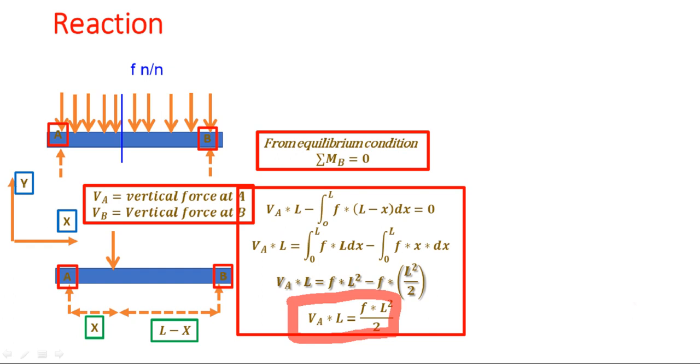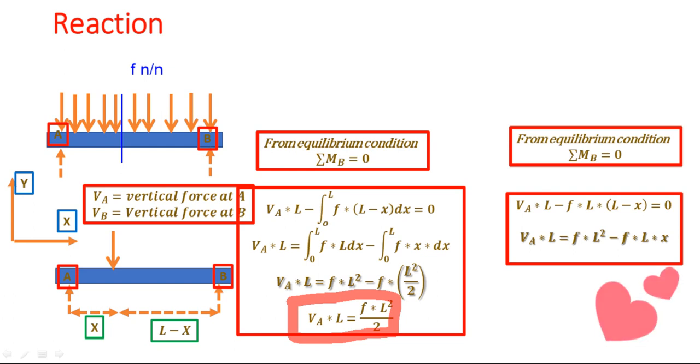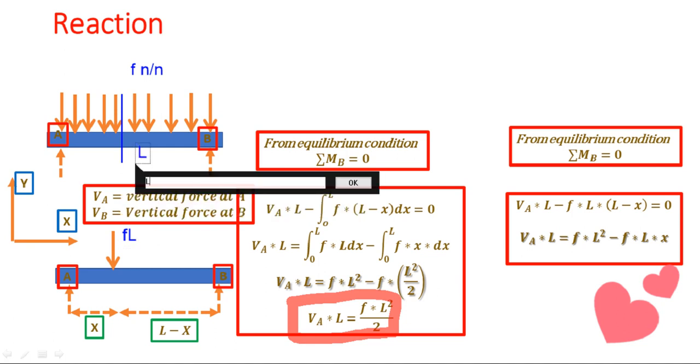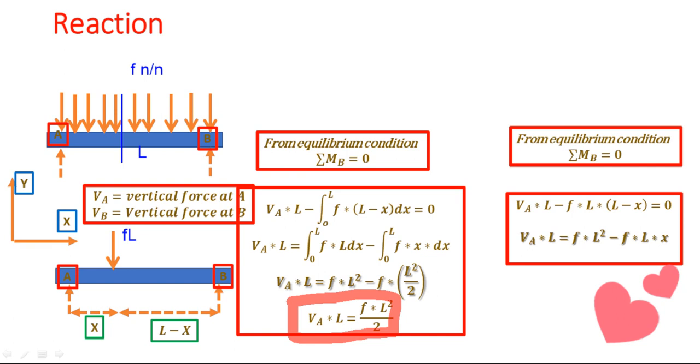Now, when you take the second case, that is when we are concentrating our uniform distributed load at a point, what you will get is this. It is quite simple. This is VA into L, which is acting in the clockwise direction, minus F into L. See why it is F into L? Because now you have concentrated it, right? So it is F and this length was L. So this force will be F into L, which is acting at a distance of L minus x, equals 0.